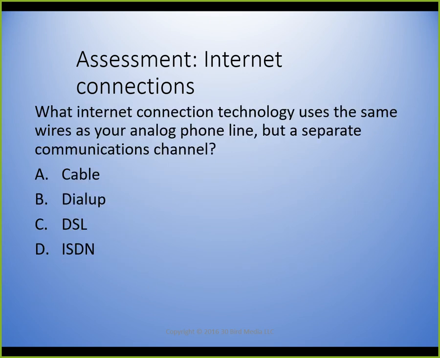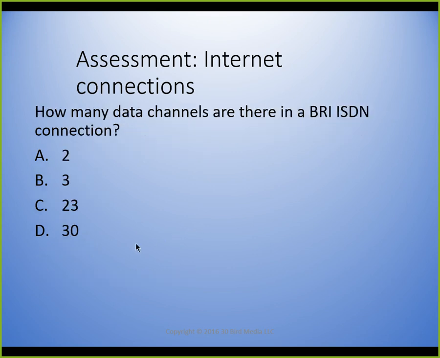What internet connection technology uses the same wires as your analog phone line but a separate communications channel? You see DSL, digital subscriber line, for that one. How many channels are there in a BRI ISDN connection, the B channels? You got A2 for that one.